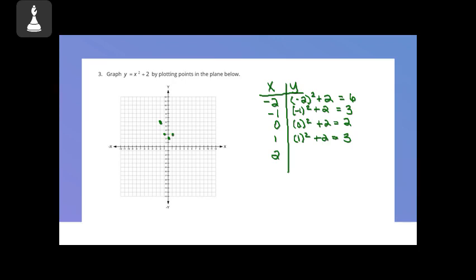Next, plugging in 2, we have 2 squared plus 2. 2 squared is 4. 4 plus 2 is 6. You'll see a pattern happening on this one as well. We have created what is called a parabola or a U-shaped graph.